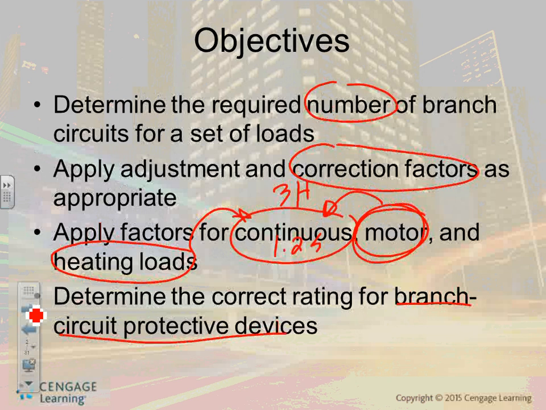What determines the rating of the branch circuit? The circuit breaker ahead of it. Now the conductor size. When you say this branch circuit is a 50 amp branch circuit, what determines that? The overcurrent protection device. Thank you.